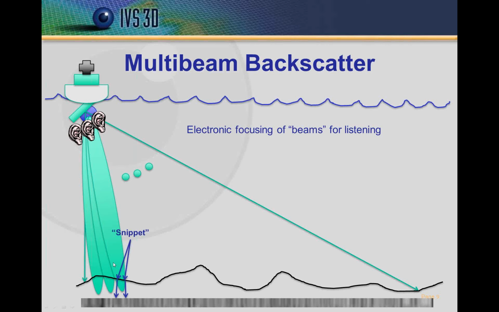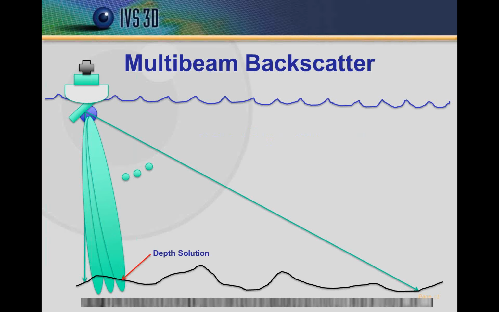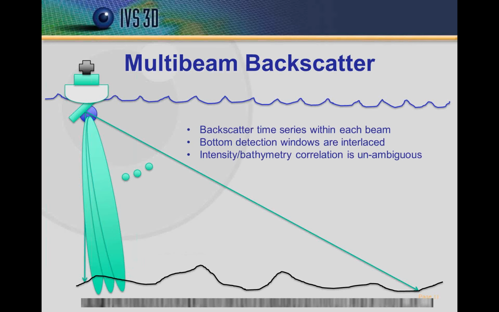So you actually have a better understanding of the correlation between the time series data and where it appears on the seabed. And of course, along with that time series is your depth solution. So the great thing about multibeam backscatter is you get a time series for each beam. The bottom detection windows are overlapped, so you get good overlap of the seabed topology. And then the intensity data that you're getting back and the bathymetry correlation is unambiguous. You can determine exactly where the imagery fits on the seabed.